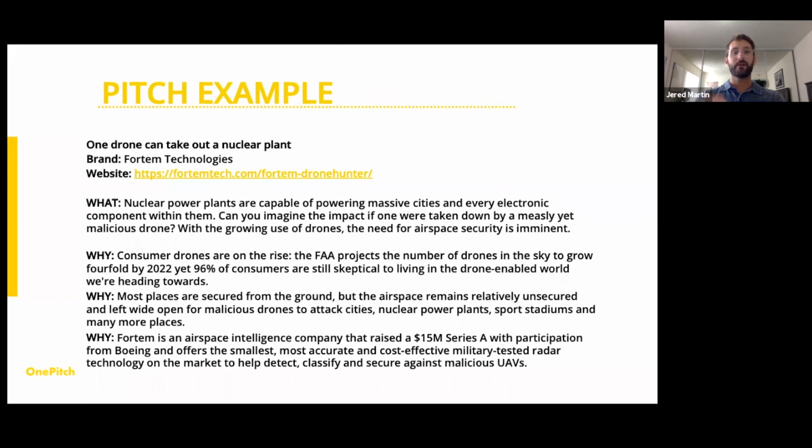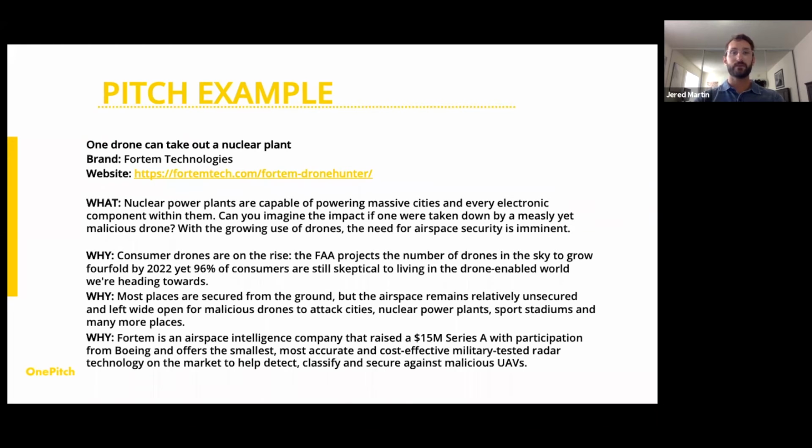So let's go ahead and I'm going to, again, go through this particular example of a pitch that was submitted through OnePitch, and we're going to break this apart based on those 4 components that I just mentioned. So here you can see the pitch. You'll see the subject line in the very top there. One drone can take out a nuclear power plant.